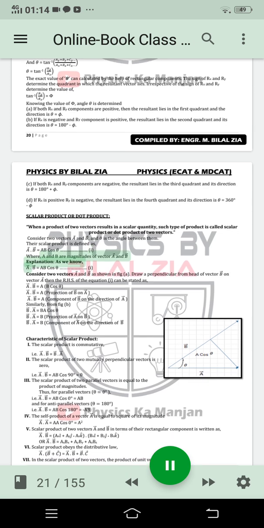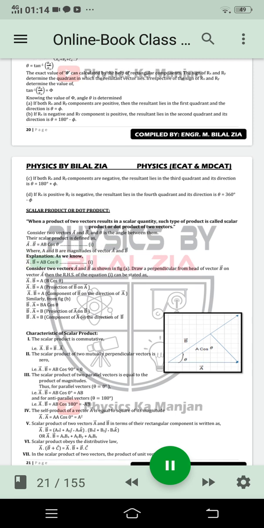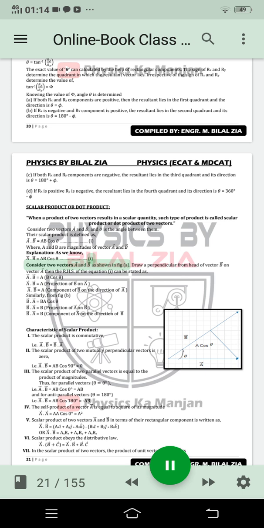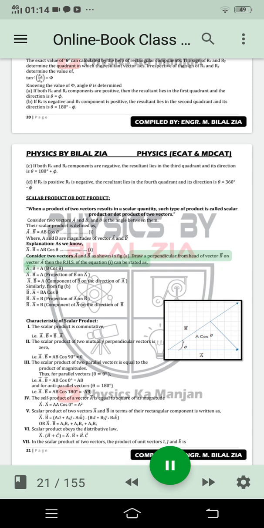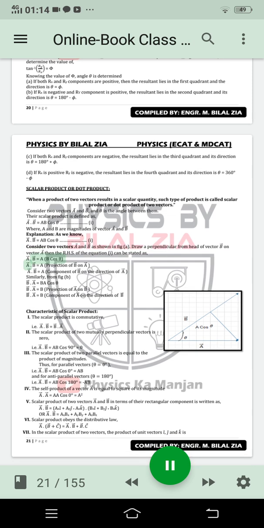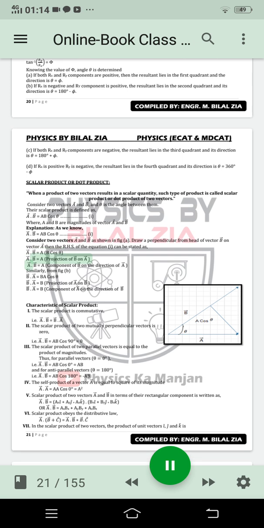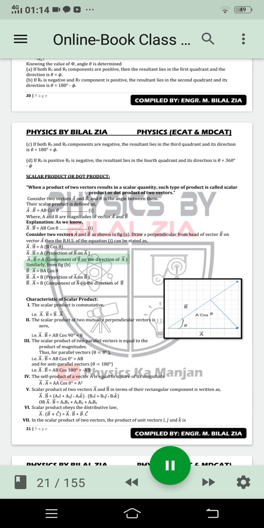Explanation. As we know, A dot B equals AB cos theta. Consider two vectors A and B as shown in Fig. A. Draw a perpendicular from head of vector B on vector A, then the RHS of the equation can be stated as A dot B equals A times B cos theta. A dot B equals A times projection of B on A. A dot B equals A times component of B on the direction of A.